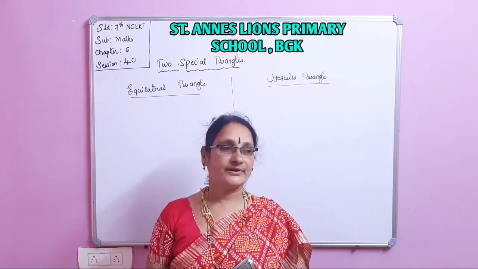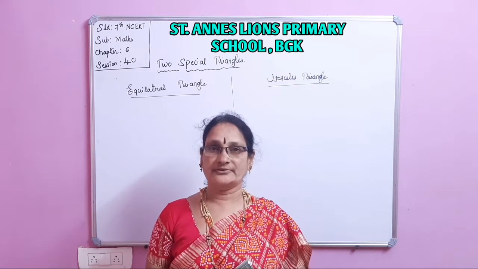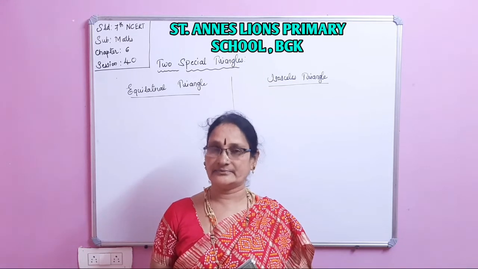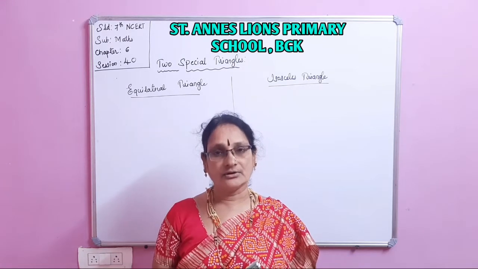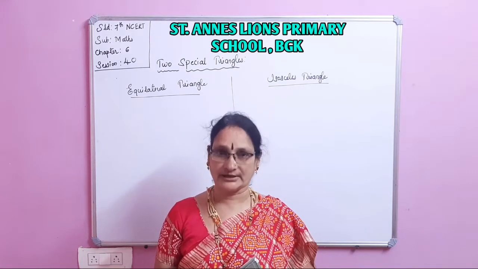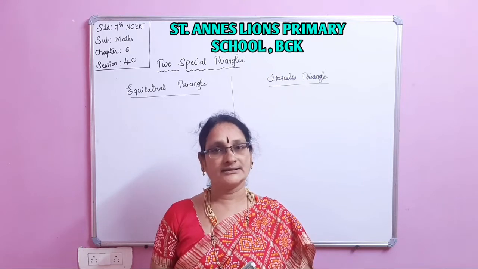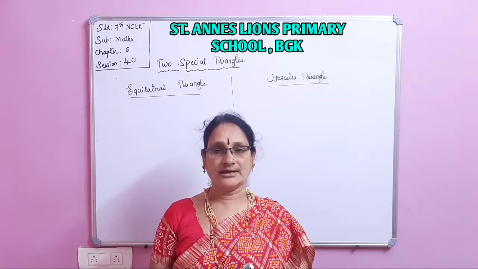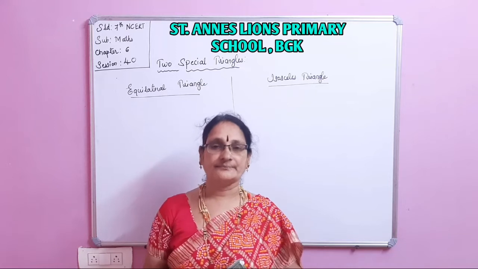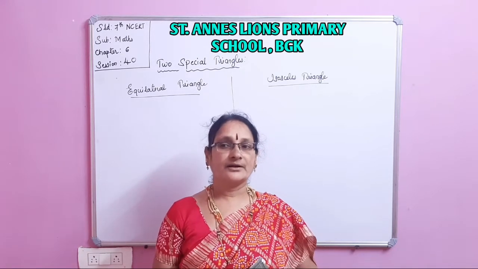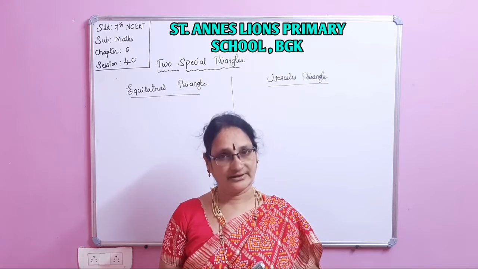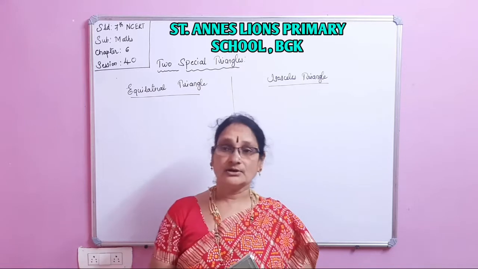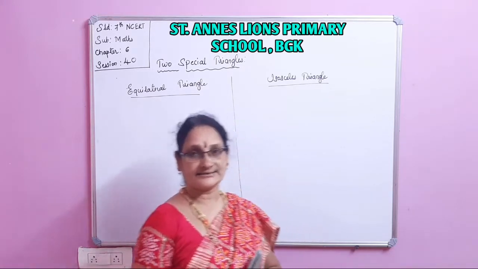I have taught you the angle sum property of the triangle. The sum of the angles of a triangle is 180 degrees, that we understood. And also we have solved exercise 6.3. In that, two angles would have been given and one angle was to be found out. So this is the method of finding the third angle when two angles are given, we understood. In today's session, I am doing two special kinds of triangles.